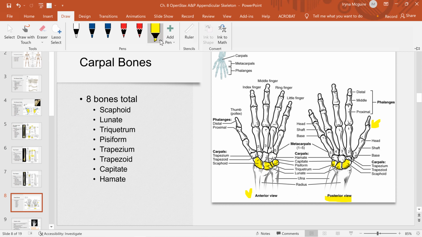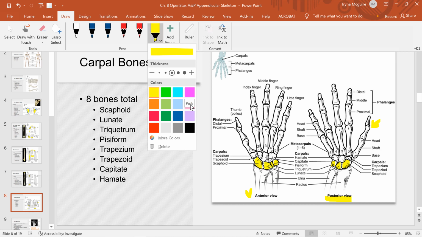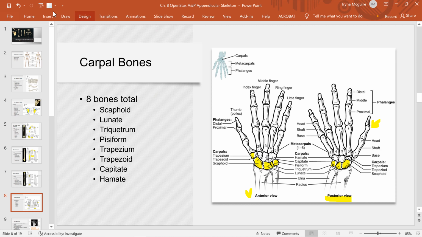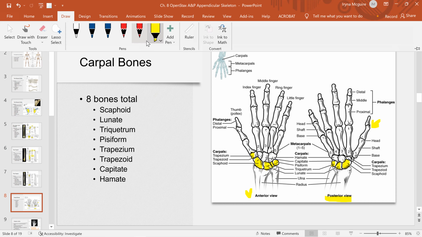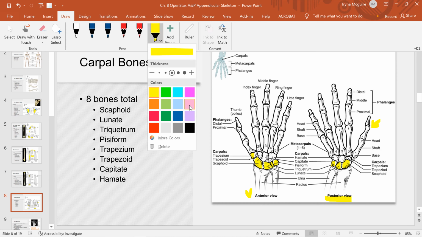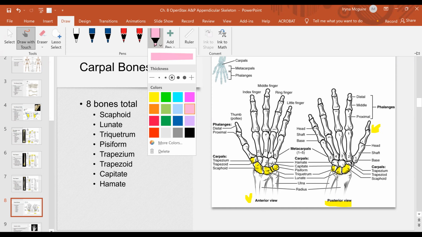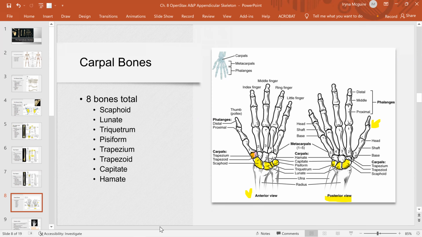And let me pick up a different color, maybe pink. And so this is our proximal row, and in the distal row we have trapezium. Oh, it's still yellow. Interesting. I thought I picked up a different color. Okay, now. So it has trapezium, then it has trapezoid, capitate, this one right in the middle of your wrist, and hamate. This one right there. So here we have 8 bones.